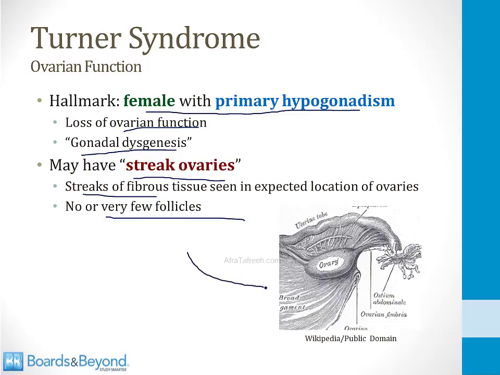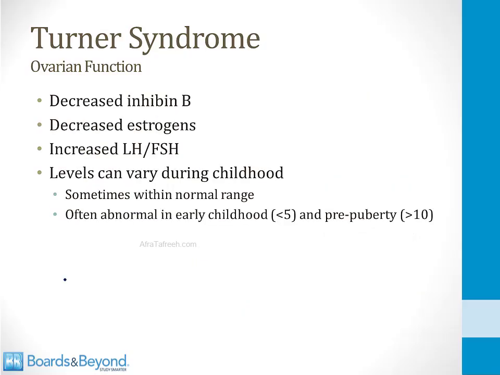Shown on the screen is a picture of the ovary. It's normally found in the middle of the broad ligament, but in girls with Turner syndrome, instead of ovarian tissue, there will be streaks of fibrous tissue, hence the name streak ovaries. Because the ovaries are abnormal, there are decreased levels of inhibin B and estrogens to feed back on the pituitary gland, and therefore you can see increased levels of LH and FSH, just like we talked about in Klinefelter syndrome.